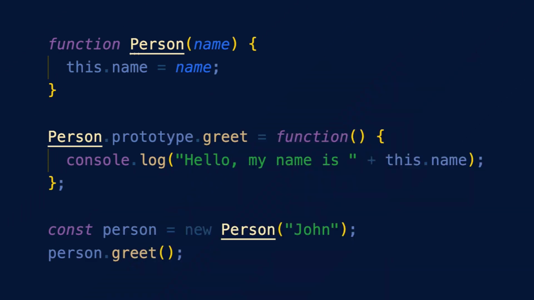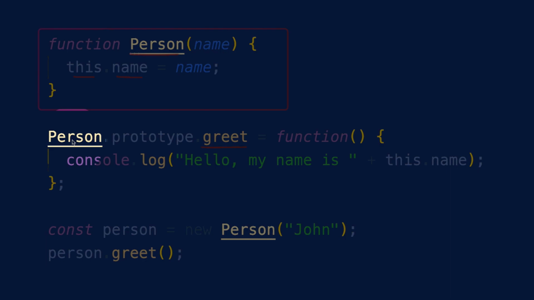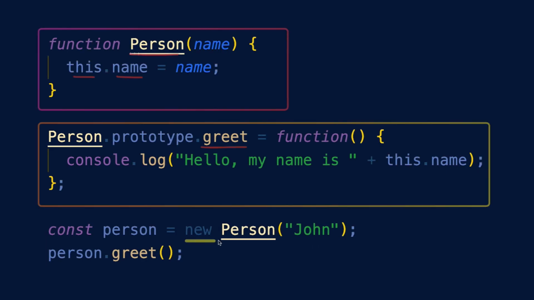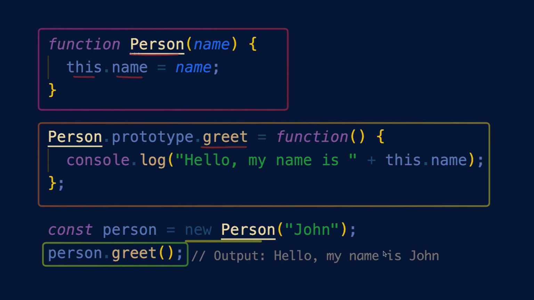the other objects. It forms the foundation of JavaScript's object-oriented programming model. Let's understand the basics. In this example, we have a constructor function Person that sets the name property on the created object using this. The greet method is added to the prototype of Person, allowing all instances of Person to access and use the greet method. When we create a new Person object and call the greet method, it prints the greeting with the person's name.